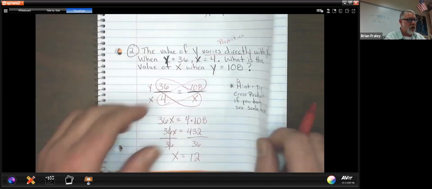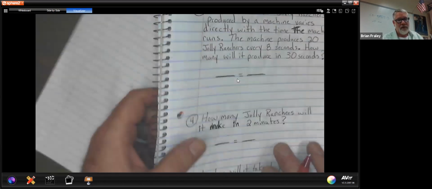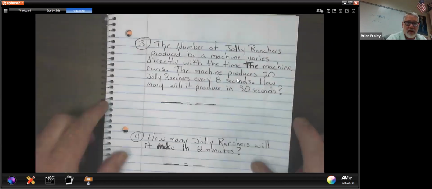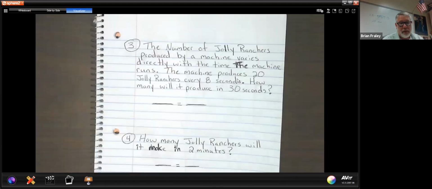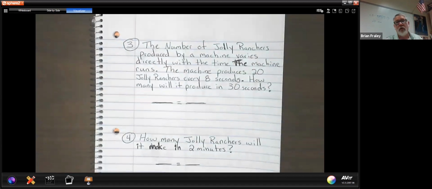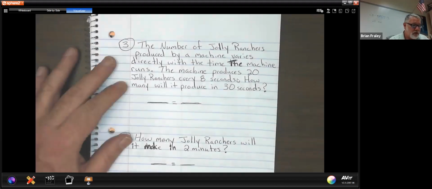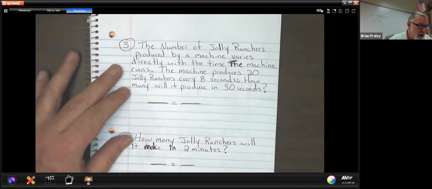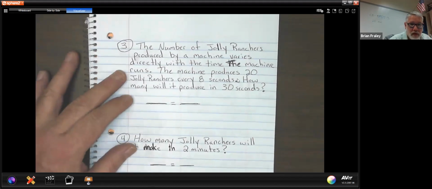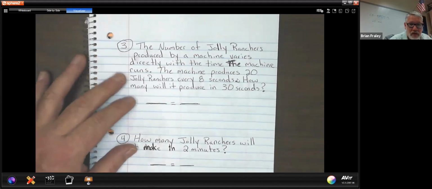Ready? Going on to the next part, numbers 3, 4, and 5. Last 3 questions. This is a word problem, guys. These are all 3 going to be word problems. They're a little different. They're a little more difficult, but not much. Number 3 says the number of Jolly Ranchers produced by a machine varies directly with the time the machine runs, okay? Varies directly with the time that the machine runs.